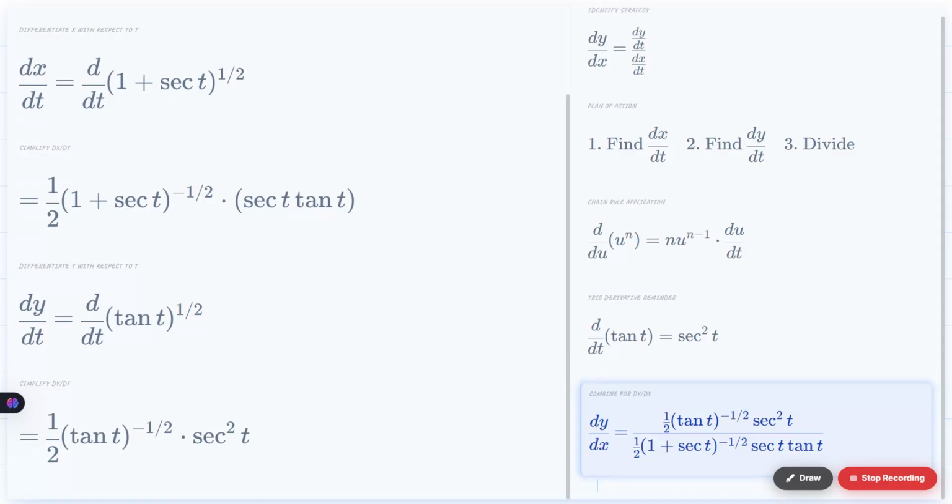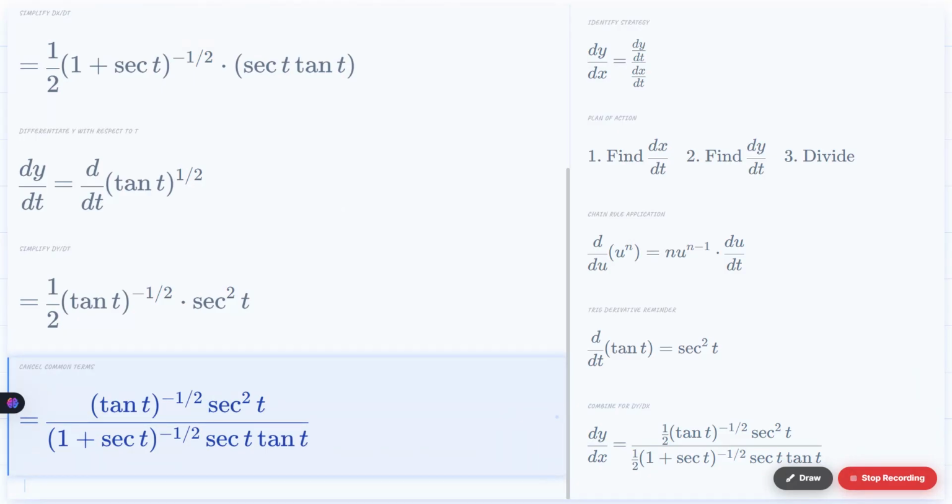We put both parts together to find dy divided by dx. We do this to follow our plan from step 3. We put the expression for dy divided by dt on top and the expression for dx divided by dt on the bottom.